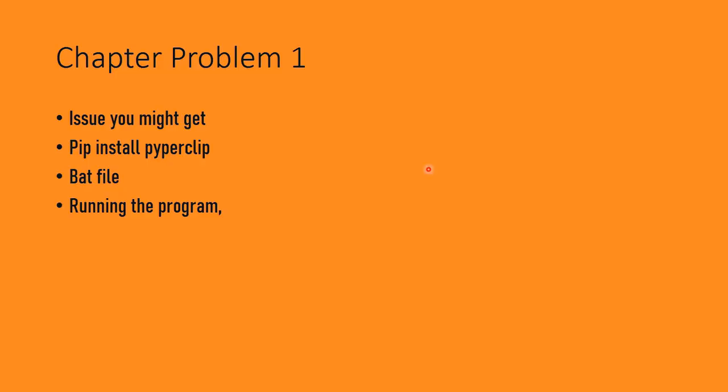The issue you might get in this problem is, the first one is pip install pyperclip, which basically copies the command and pastes it. Then there is a batch file. You have to create a batch file after you have coded your syntaxes and your program, so that you can run the program with Windows R.